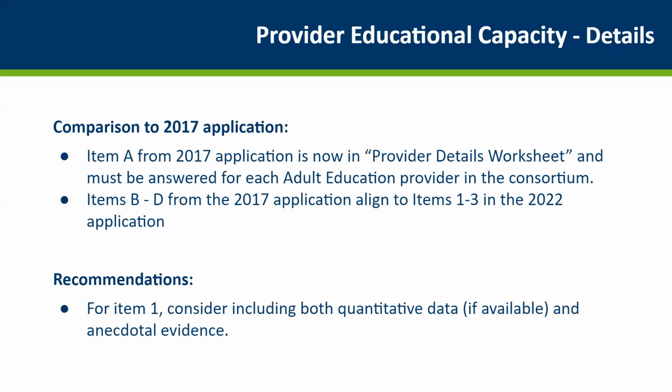A recommendation that we have for item 1, we encourage you to include both quantitative data, if it is available, and anecdotal evidence about services and capacity to serve individual or eligible adults with disabilities. And that can include, but should not be limited to, those with learning disabilities.